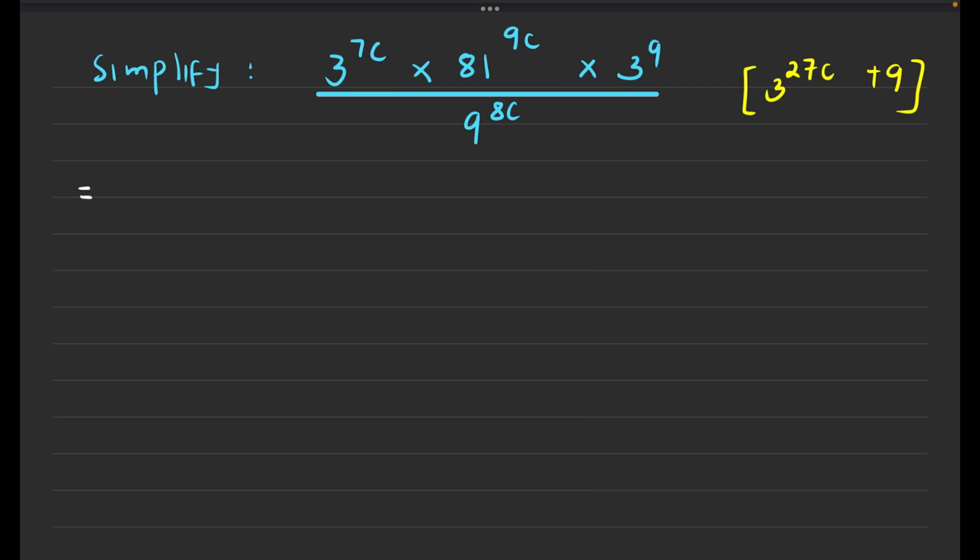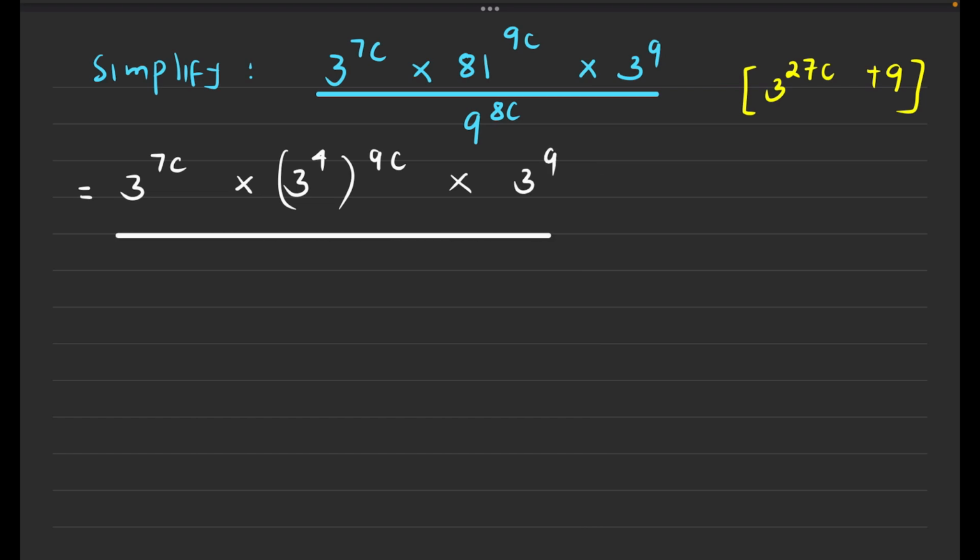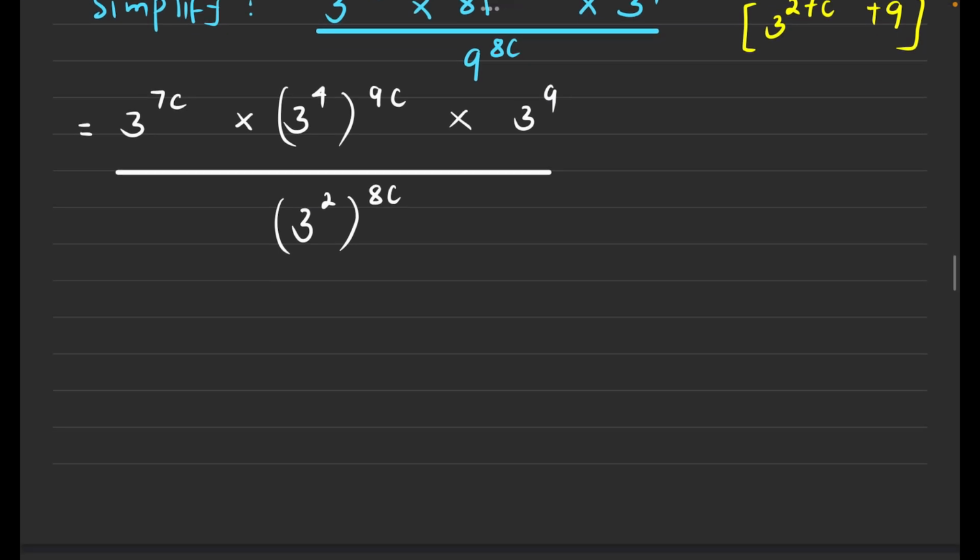The first thing I'm going to do here is to express the bases as prime numbers, right? 3 is already a prime number, and 81 can be written as 3 to the power 4, all of this to the power 9c. And then I'm going to multiply everything by 3 to the 9th. I divide. So 9 here can be expressed as 3 squared. Everything is to the power 8c. Okay, and then let's continue.